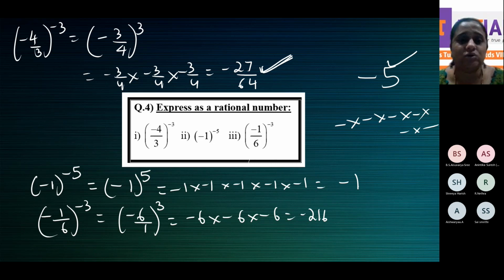So to find the value, the power should be positive, because the power says the number of times the base has to be multiplied with itself. So the power has to be positive. So if the power is negative, we make it positive by writing its equivalent, and then we find the value. Is it fine, children? Any questions here?